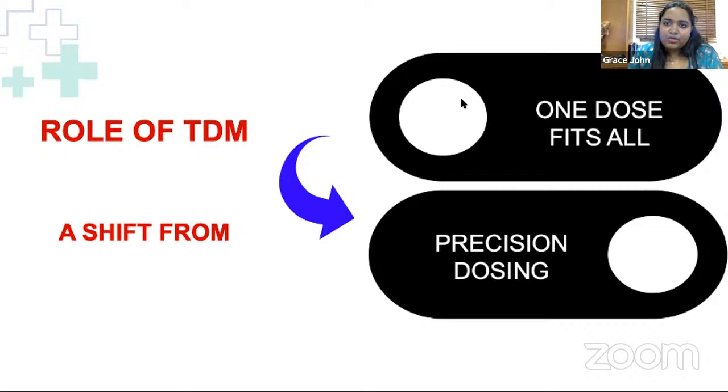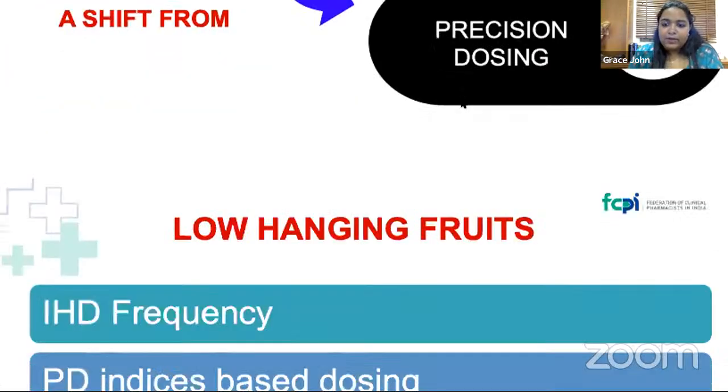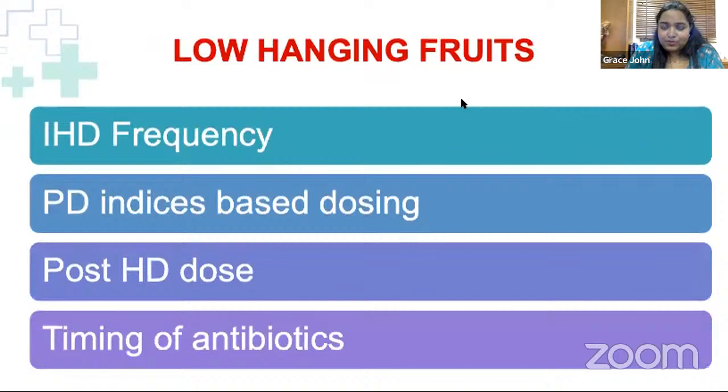But one thing that can be advocated, and which is coming in a big way, is therapeutic drug monitoring, because we know that interpatient variability is there, and therefore this one-dose-fits-all has to change, and we have to switch to precision dosing. And what are the easier things to do? So the first thing that you can do is finding out the frequency of intermittent dialysis and how you dose your patients.